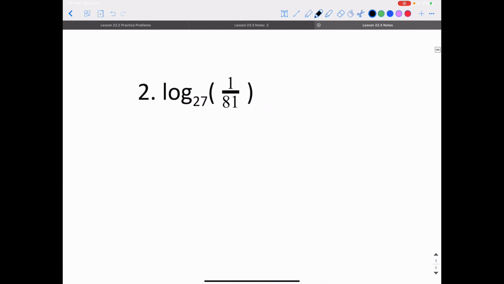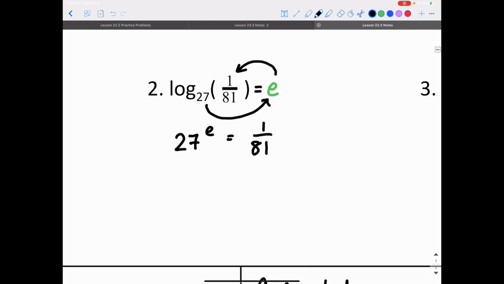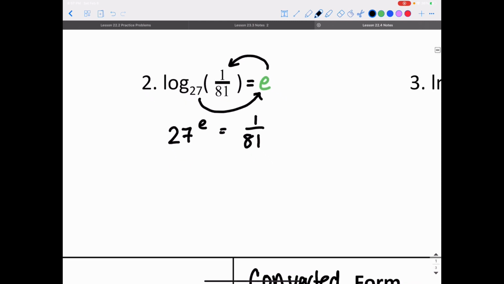For this logarithm, I have log base 27 of 1 over 81. I know if I set this equal to an exponent, I could also read this using counterclockwise motion. I could say 27 to the e power gives me 1 over 81. I know that 27 and 1 over 81 share a base in common. That base is 3. On the left-hand side, I could rewrite 27 as 3 to the 3rd power, and that's being raised to the e power.